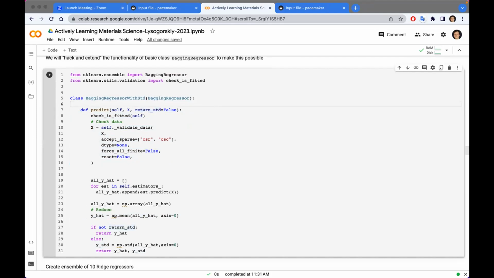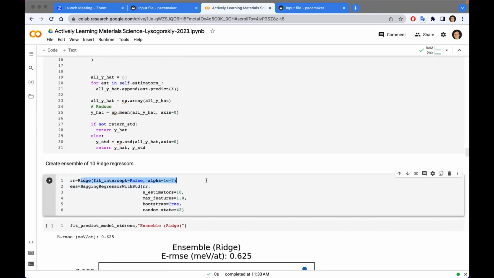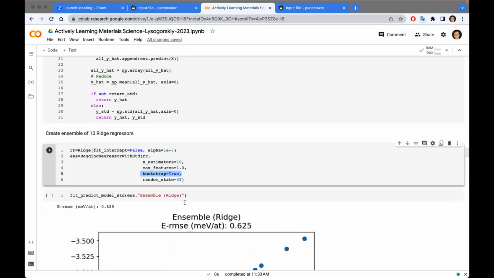So let's see what we get. Here I will create an ensemble of 10 ridge regressors. First I create a ridge regressor, again with some selection of alpha, fit_intercept false. Then I put this inside my new class, and I say I want to have 10 estimators. I would like to have all the features always. I would like to have the bootstrapping, meaning it will internally generate 10 subsamples of the same size as the original data set, and some fixed random state for reproducibility, of course.